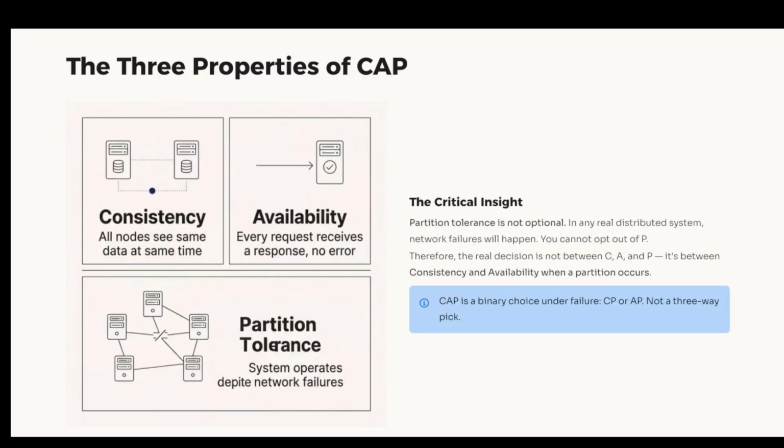What CAP actually means. CAP stands for consistency, availability, and partition tolerance. Consistency means all nodes see the same data. Availability means every request gets a response. Partition tolerance means the system continues despite network failures. But here's the key insight. Partition is not optional. In any real distributed system, network failures will happen. So the real decision is not between C, A, and P. It's between consistency and availability when partition happens.